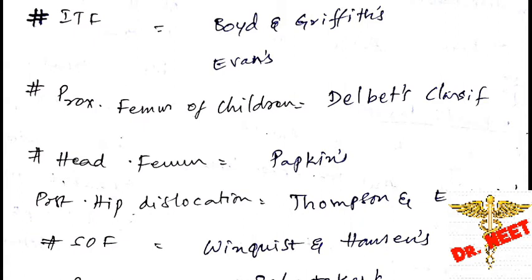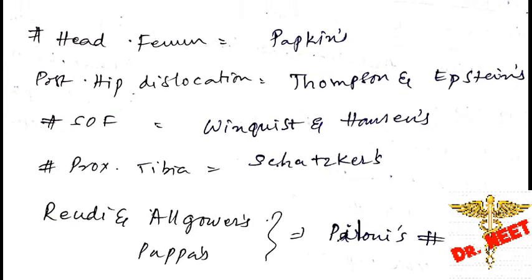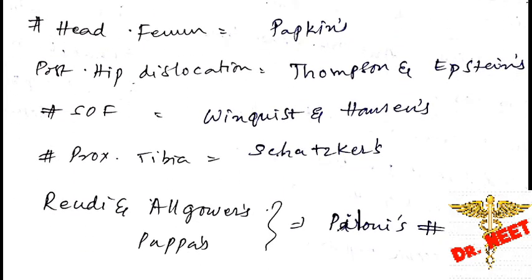Delbet's classification for fracture proximal femur of children. Pipkin's classification for fracture head of femur. Thompson and Epstein's classification for posterior hip dislocation. Winquist and Hansen's classification for fracture shaft of femur. Schatzker's classification for fracture proximal tibia. Ruedi and Allgower's classification and Rüedi's classification is used for pilon fracture.